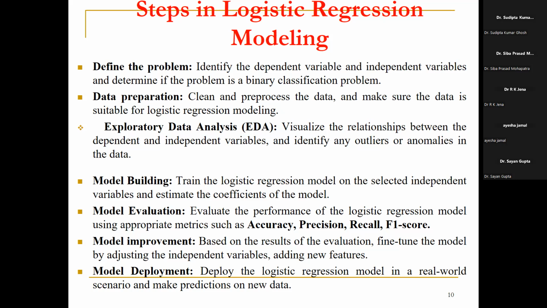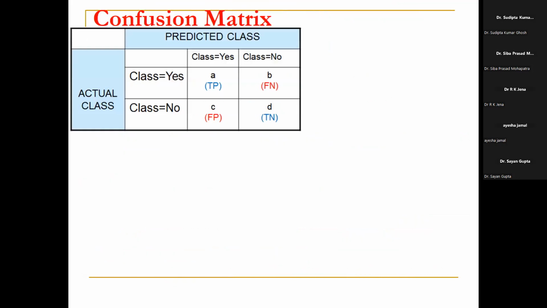These are the different steps you should follow to build a logistic model. Take this example because it is very crucial to find the efficiency of your model. Suppose I have a table for a binary classification. There are two output classes: class yes or class no. There are two things, actual values and predicted values. In the vertical we have the predicted classes, and in the horizontal we have the actual classes.